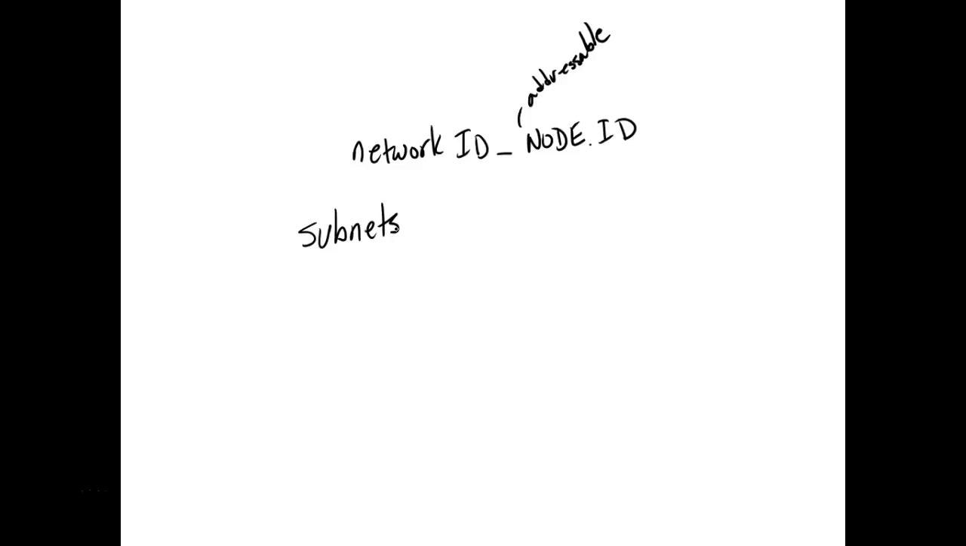Now what the subnet mask does is it tells us which is which. It tells us which portion of the IP address is the network ID, and which portion is the addressable node ID. So ones belong to the network ID, zeros belong to the node ID. And you'll never see a zero inside the ones, and you'll never see a one inside the zeros. That makes sense? Yes or no?